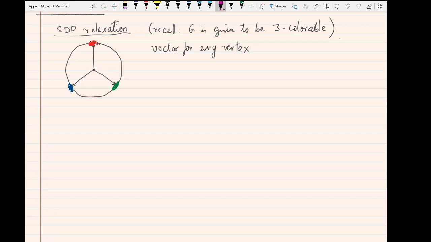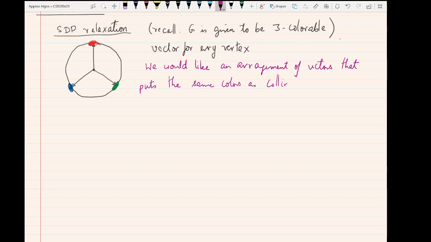Okay. So given a vector for every vertex, we would like the arrangement of the vectors that puts the same colors as collinear and different colors, or distinct colors, at, so what is this angle over here? Just looking at it in 2 dimensions, this angle is 120 degrees or 2 pi by 3, right? Okay, so the vectors of one color all align up, and for different colors they are at 120 degrees from each other.